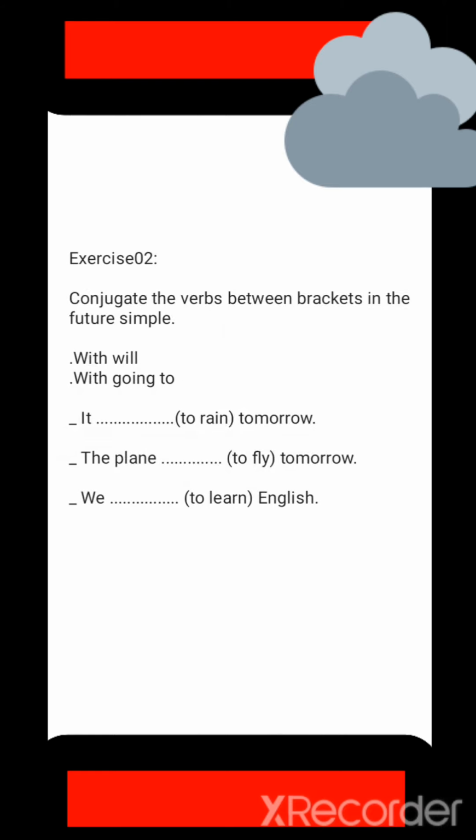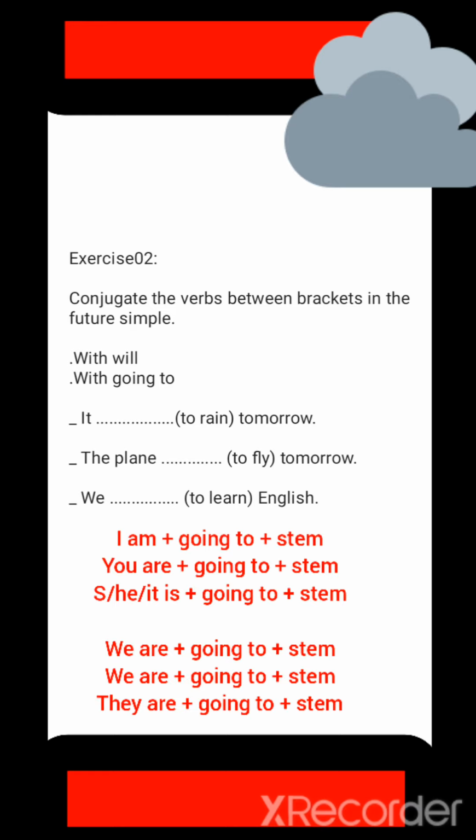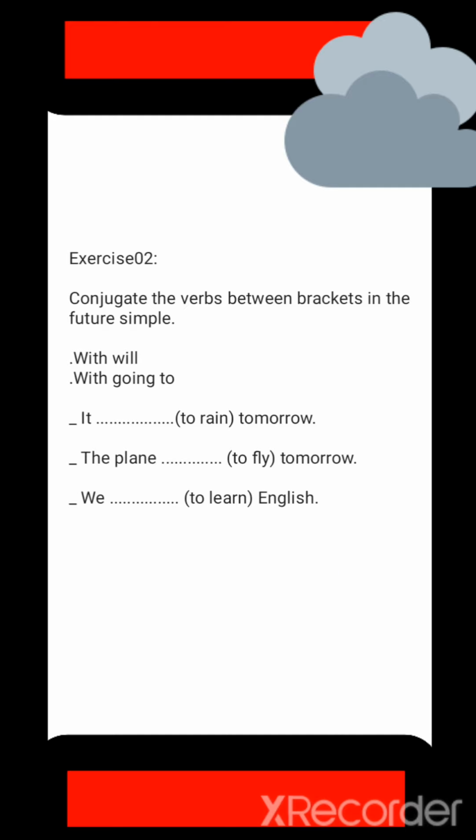Nice. And here is an exercise to practice what we learned. Conjugate the verbs between brackets in the future simple with will and with going to. And we said that will is quite easy. We don't have to make any changes. We just put will plus the stem. With going to, we just have to conjugate the verb to be with the pronouns, and then going to plus the stem, they don't change as well.